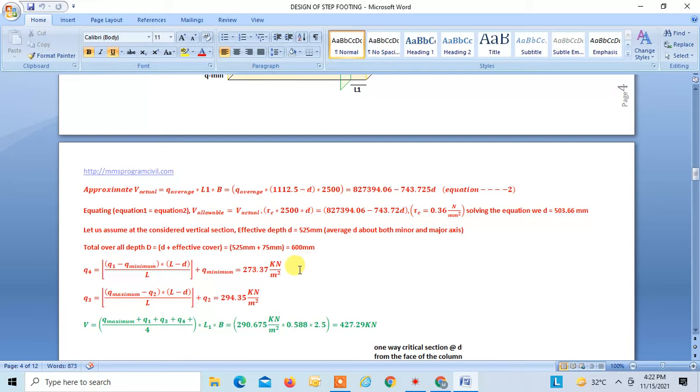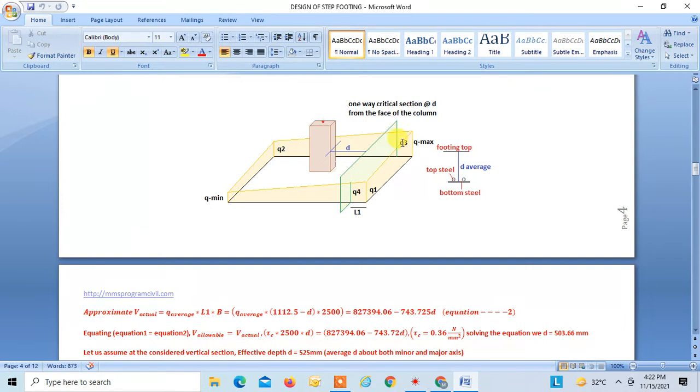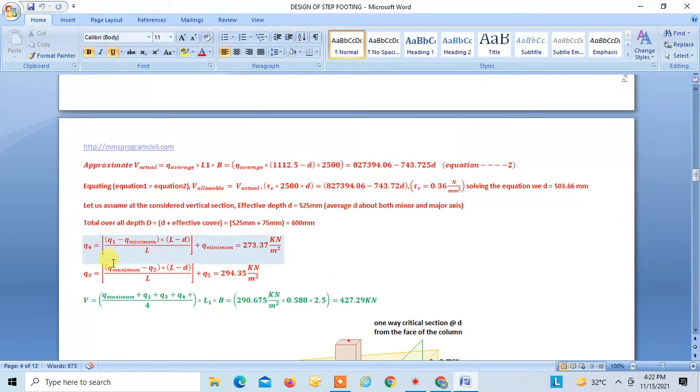Now once you assume the D, then you can find this Q4 and Q3 using these formulas. So Q4 is 273.37 and Q3 is 294.35 kilonewton per meter square.